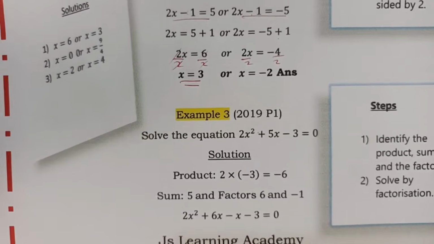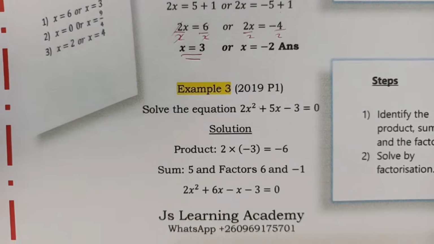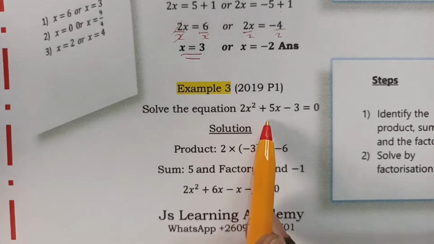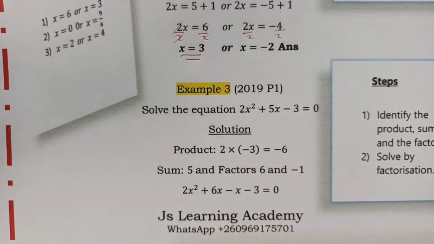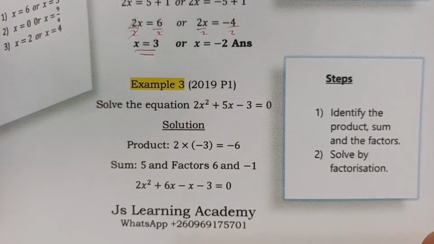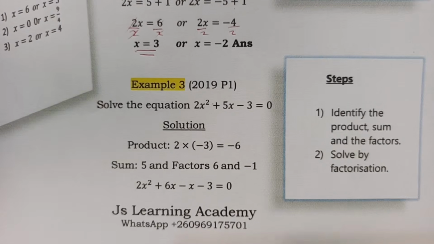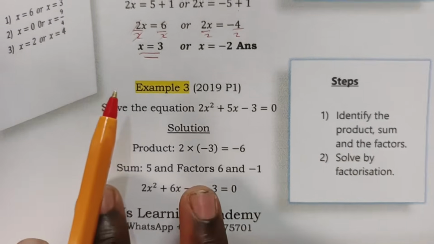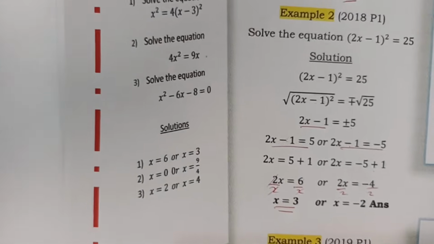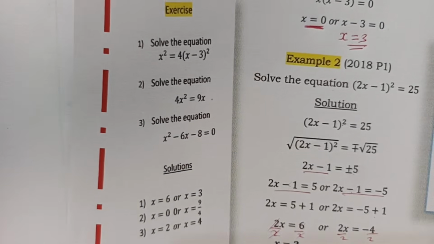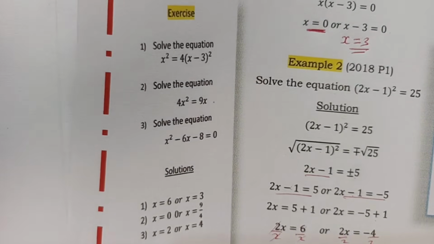And the last question is right over here. So we're solving this quadratic equation. These are the steps right over here. So follow through the steps and work out the question. This one right over here. So for now, we'll end right here. But for your own practice, these are some of the questions you can practice through. The answers are down right here.